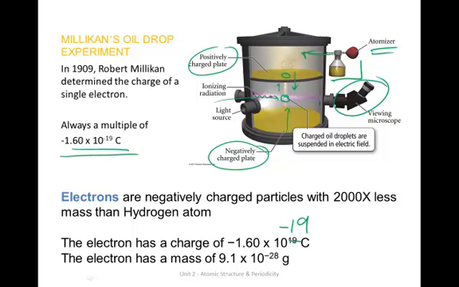Because J.J. Thomson knew the charge per mass ratio of the electron, and Millikan just figured out the charge on the electron, we were able to determine the electron has a mass of 9.1 times 10 to the minus 28 grams. Extremely small, and much smaller than the mass of our lightest element, hydrogen.